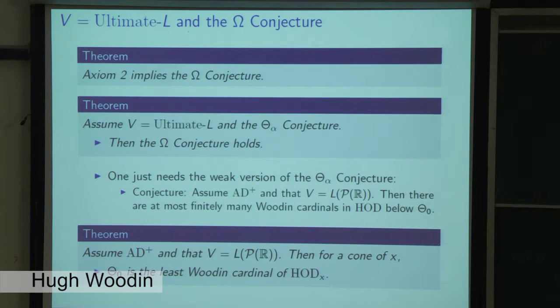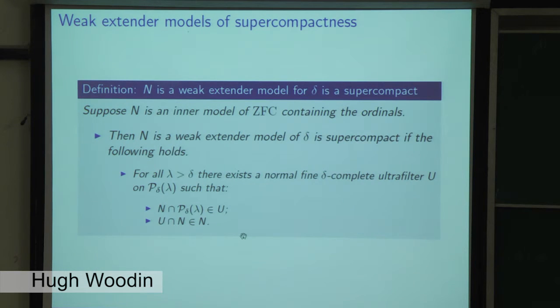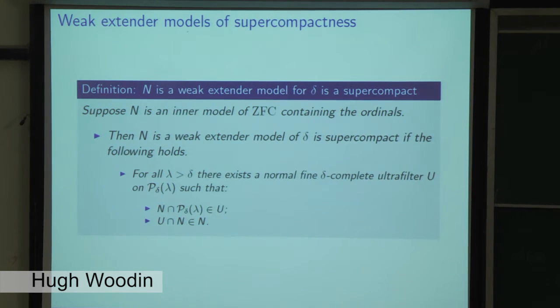If you assume AD+ plus V is L(P(R)), then for a cone of x, theta_0 is the least Woodin cardinal in HOD_x. And it's thought if you can prove something on a cone, it's got to be true lightface, but sometimes, many times, the lightface proof is much, much harder. All right, but still, why not use Axiom 2? All right, so I'm going to go much faster now.